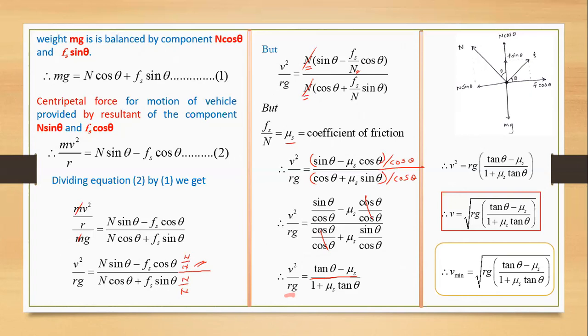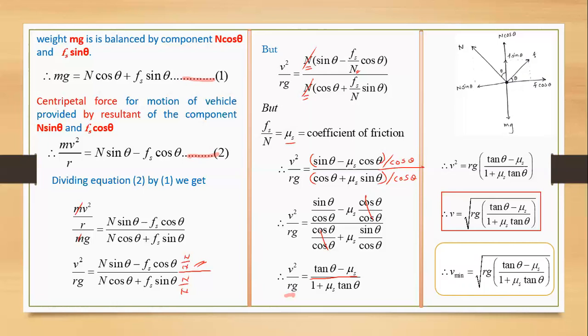So I can write here V minimum is equal to under root RG in a bracket tan theta minus mu s divided by 1 plus mu s tan theta. This is a minimum speed a vehicle has to maintain to negotiate this curve. I hope you understood this derivation. Because as we get equation 1 and equation 2, everything is mathematics after equation 1 and 2. Now, in a similar manner, we have to obtain a maximum speed limit also. Same procedure we have to follow.